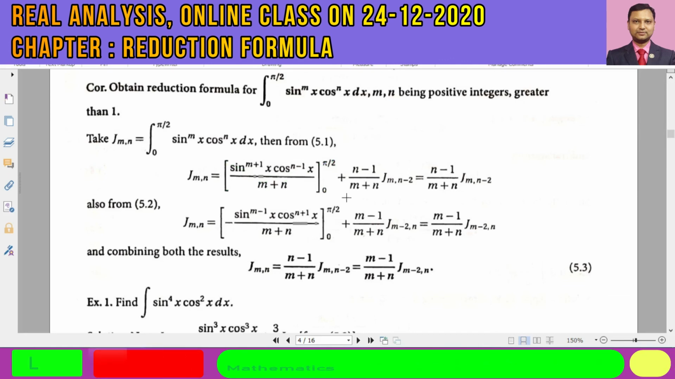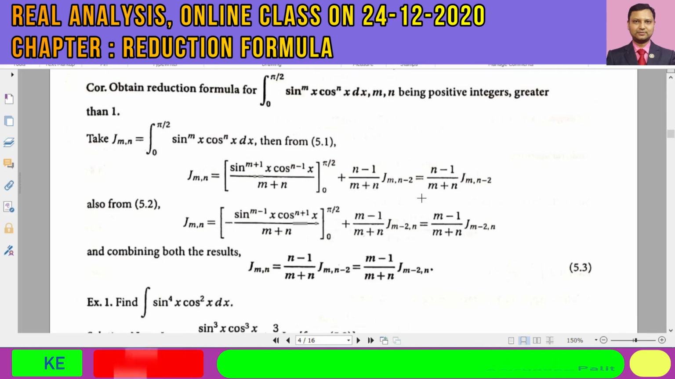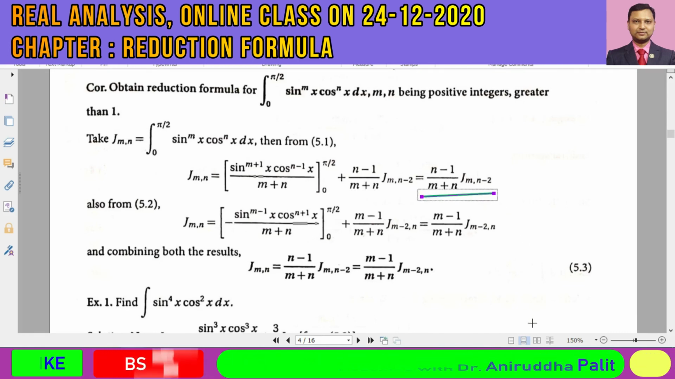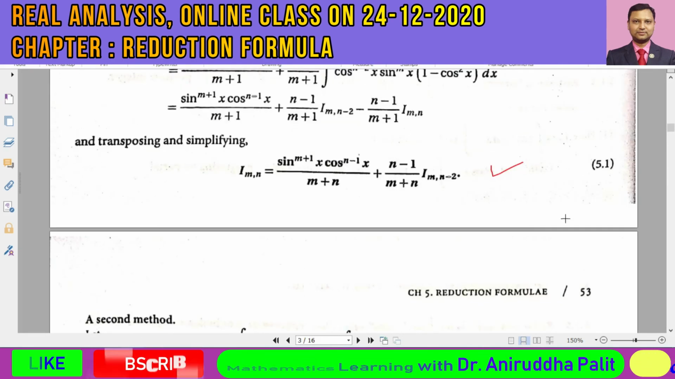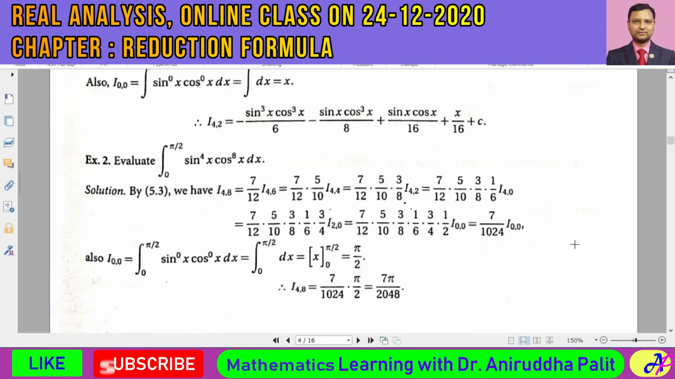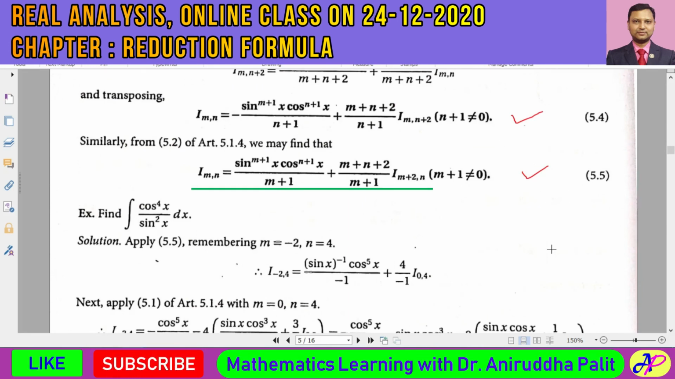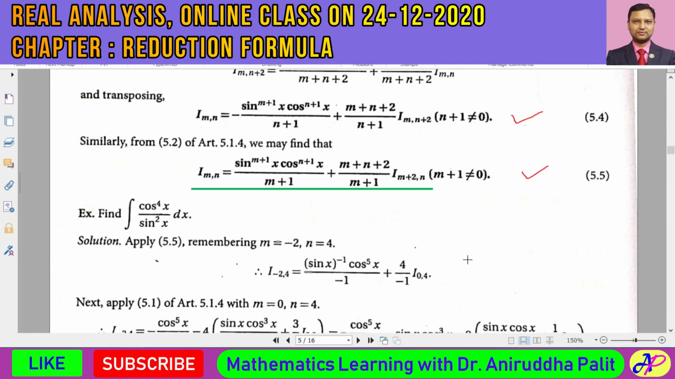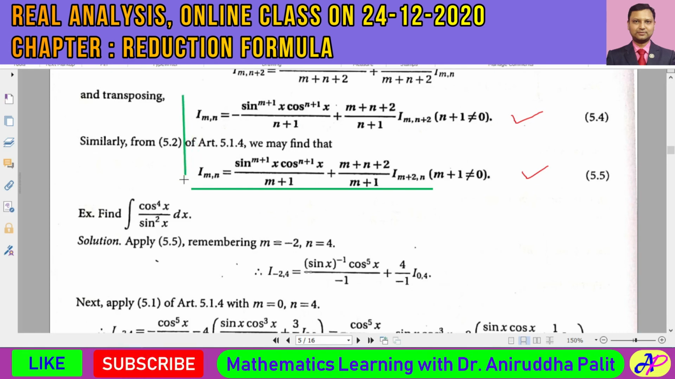Only the second term would be present, and the expression would be much simpler in case of a definite integral. So corresponding to all these four formulas, formula number 5.1, 5.2, and the remaining two formulas, 5.4 and 5.5, we shall have the corresponding formulas for definite integrals. Okay, so you need to keep that in your mind. You have to practice all these formulas.